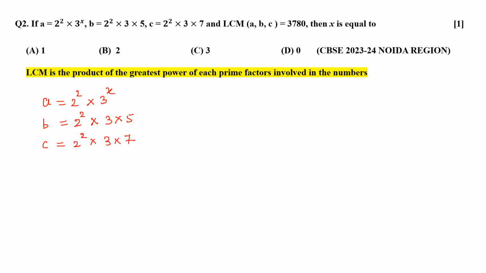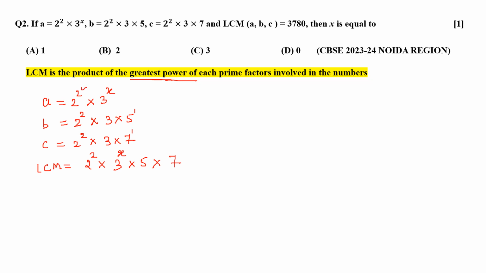So first of all, what are the prime numbers used here? The prime numbers used here are 2, 3, 5 and 7. And you have to take the greatest power. So the greatest power of 2 is 2. The greatest power of 3 is an unknown quantity, so I've written x. The greatest power of 5 is 1 and the greatest power of 7 is also 1. You can see the power of 5 is 1 here, and here it is also 1.